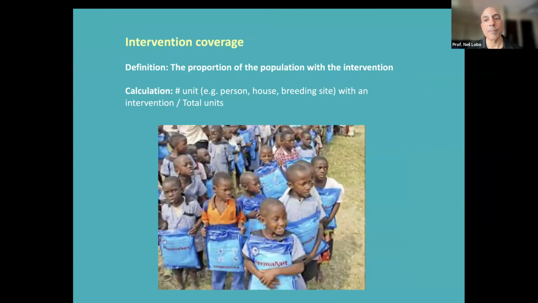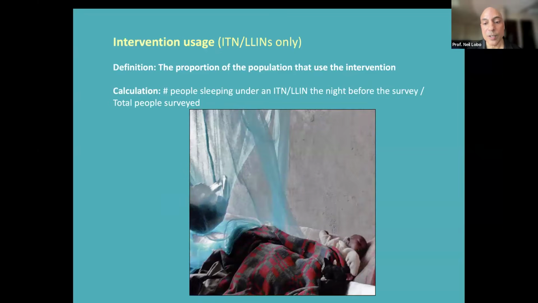Intervention coverage. This is important because this is the proportion of people that actually have the intervention, right? And this is associated with intervention usage. Just because I have the intervention doesn't mean I use it. If I have 5 bed nets and they are very neatly wrapped up and stored in a drawer underneath my bed or stored in the dresser, they are of absolutely no use. So intervention coverage and intervention usage and understanding both of those are really important.